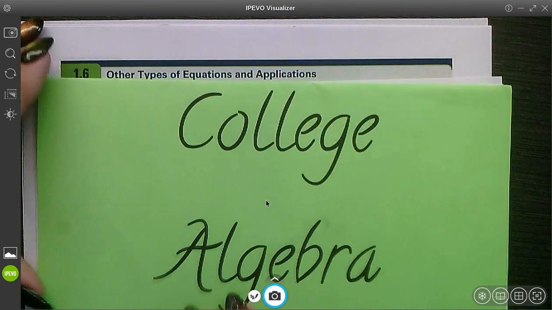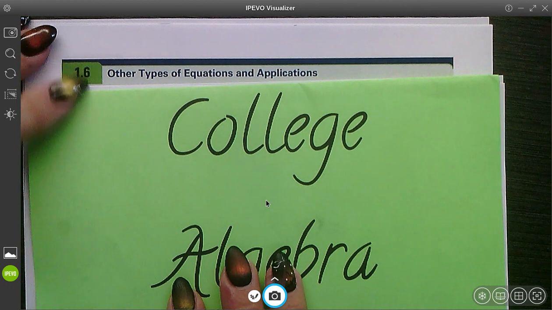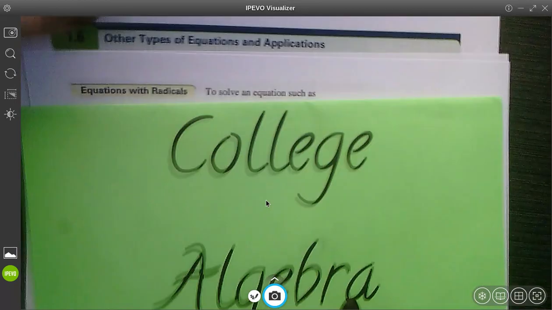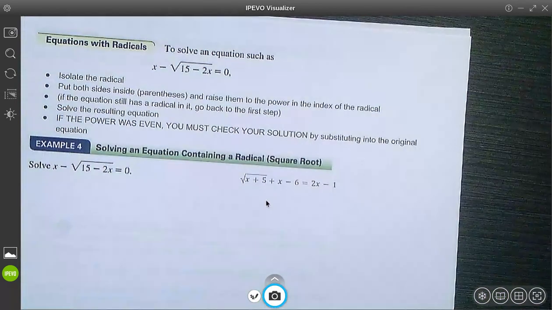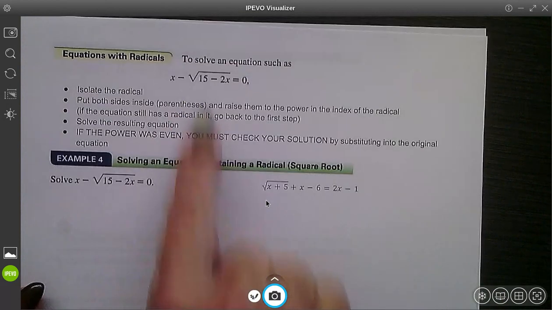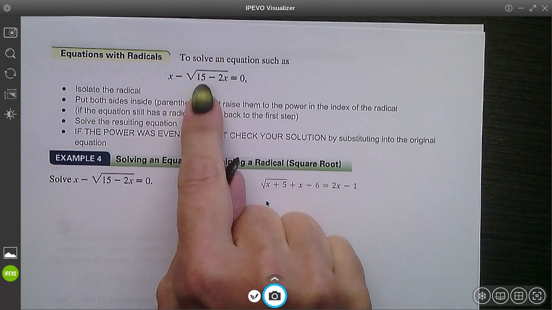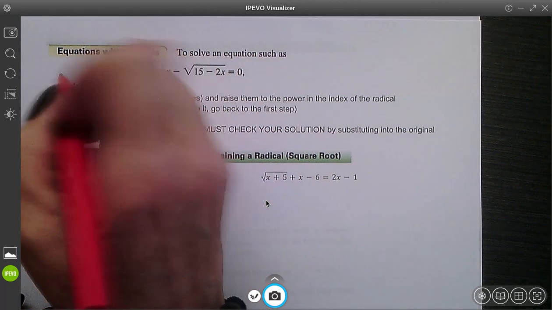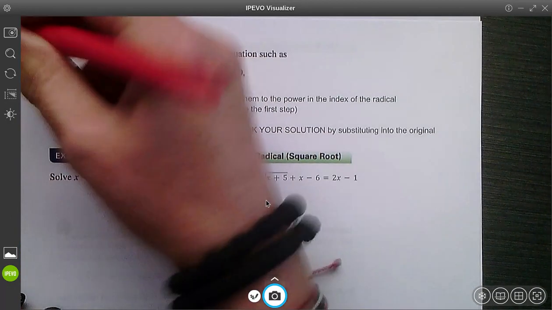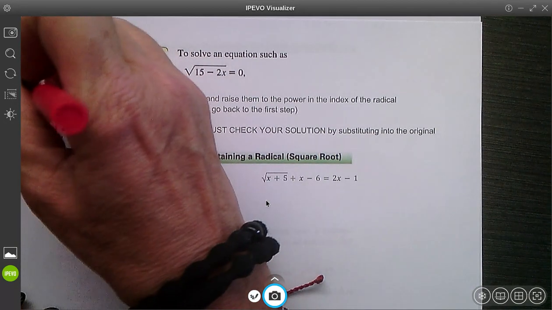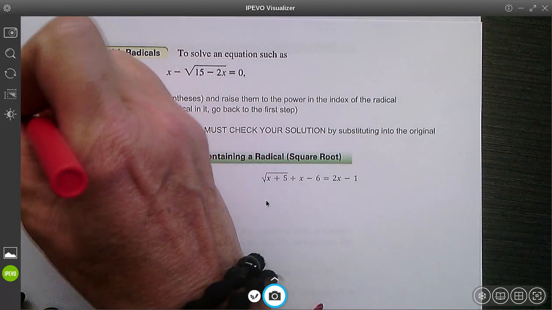Okay, for college algebra, the next video for 1.6, which is going to be equations with radicals. So what we're going to be doing is solving an equation that looks like this, where it has a radical in it. Here's going to be our steps. So solving a radical equation.